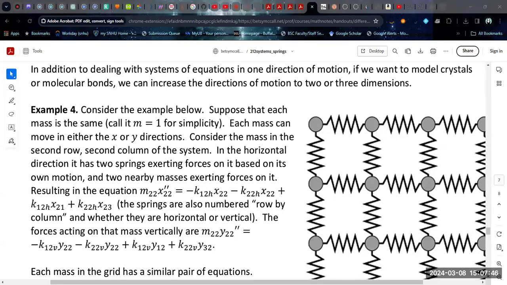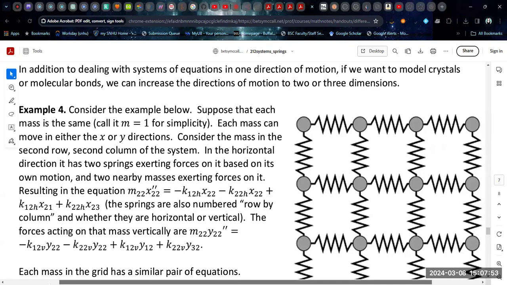Now, if we want to consider a further extension of systems of springs, then we want to consider not just a one-dimensional system of springs, but a two- or three-dimensional system of springs. And this is going to allow us to model things like crystal bonds or molecular structures by having these complex relationships. Now, we're not going to be able to go into the full set of the kinds of models, but I wanted to just walk a little bit through how we would make these extensions.